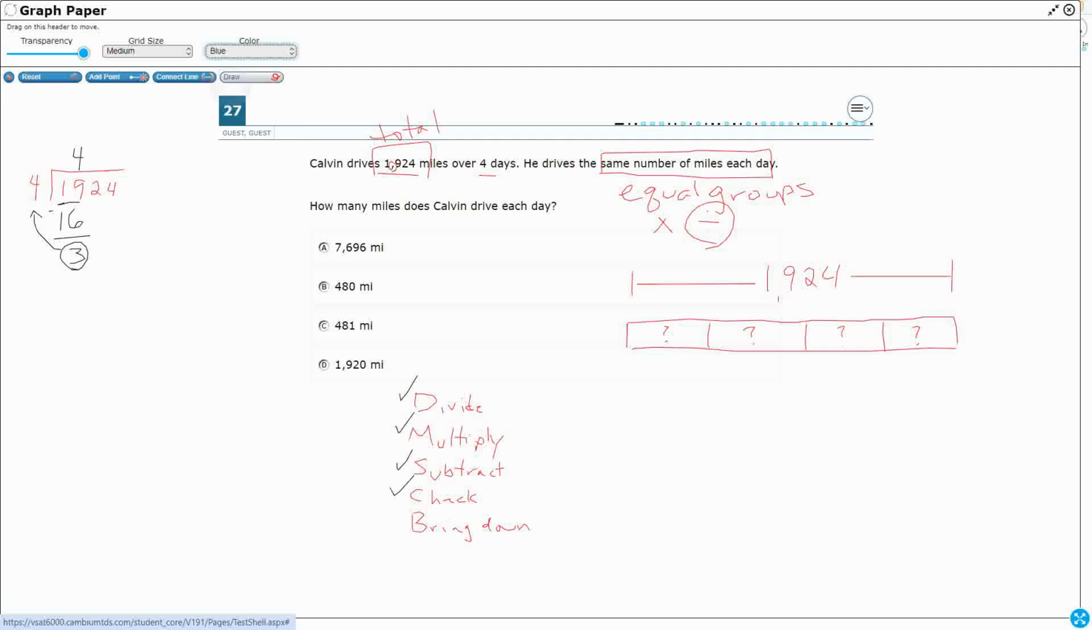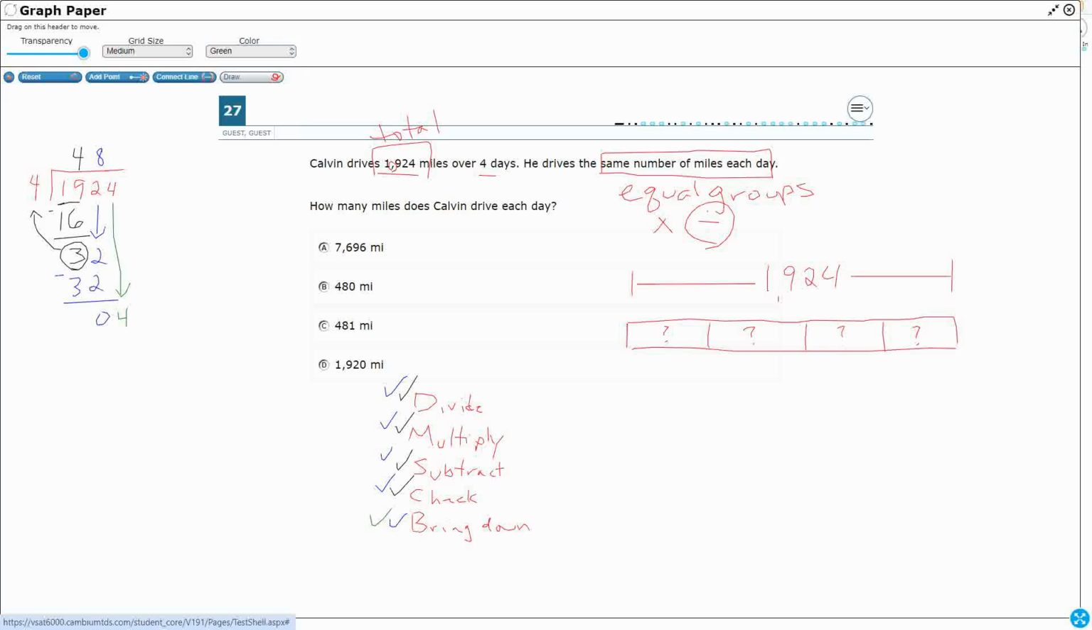And let's change colors there. We're going to bring down the 2, and we're going to start all over again. So 4 divides into 32. That's going to be 8 times. And you should know 8 times 4 is 32. So when we subtract, nothing's going to be left. 0 is definitely smaller. So we are going to bring down this 4 now.